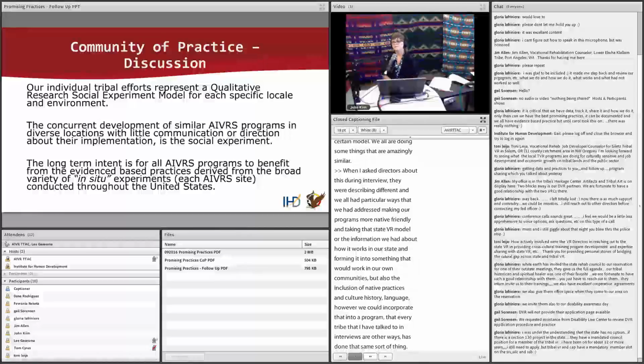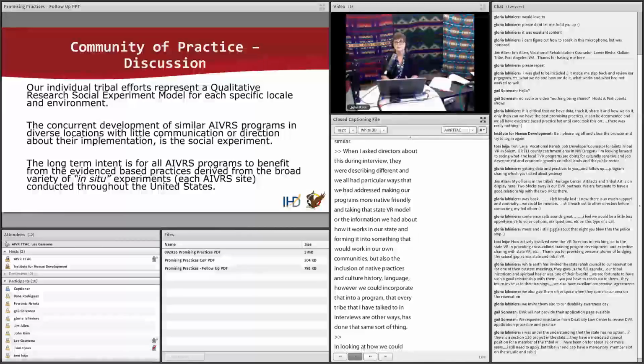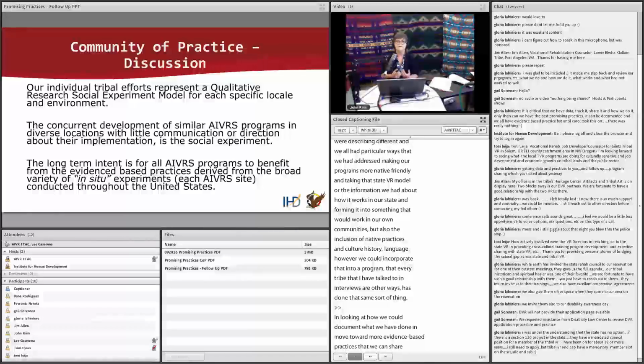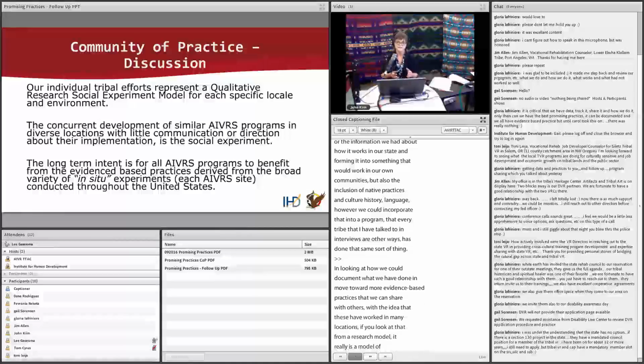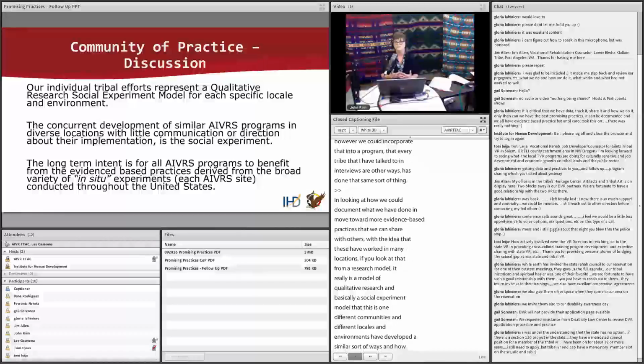And in looking to see that, how we could document what we've done and how we could, as Gloria mentioned, move towards some more evidence-based practices that we can share with others, with the idea that these have worked in many locations. If we look at that from a research model, it really is a model of qualitative research, and it's basically a social experiment model. This is when different communities, different locales and environments have developed in similar ways in response, without a lot of cross-fertilization of ideas.